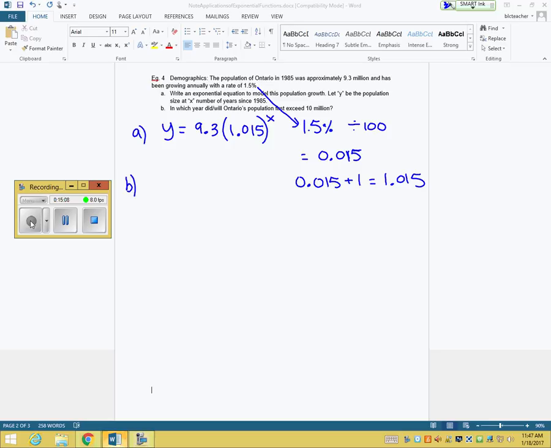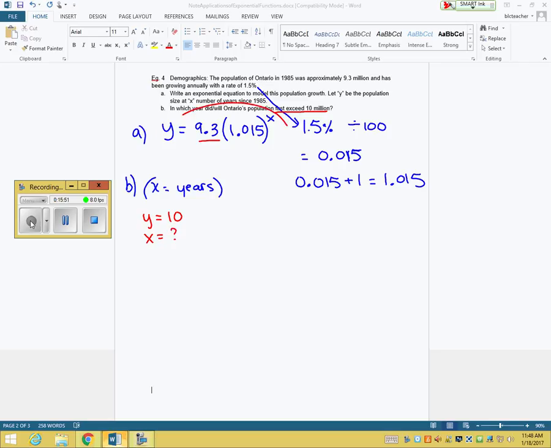Part B says in which year, so x is years, right? In which year will or did Ontario's population first exceed 10 million? So first exceed. Whew, okay, so we want to know when y equals 10, because remember that just like we wrote 9.3 instead of 9.3 million, 10 will also be representing 10 million. So we want to know when y equals 10, x equals what?